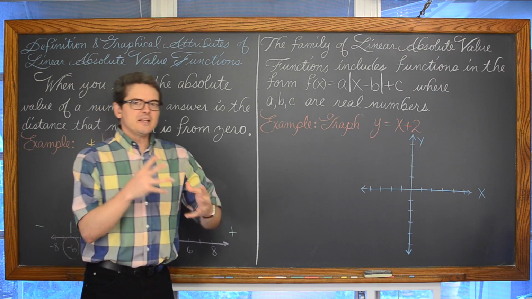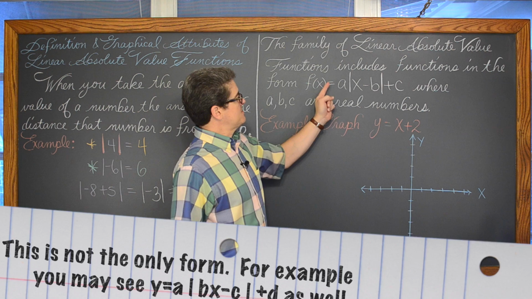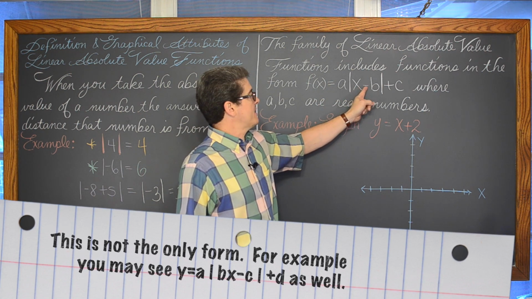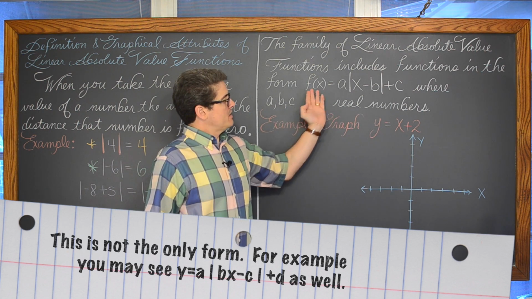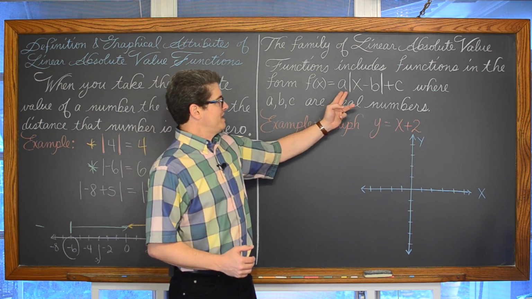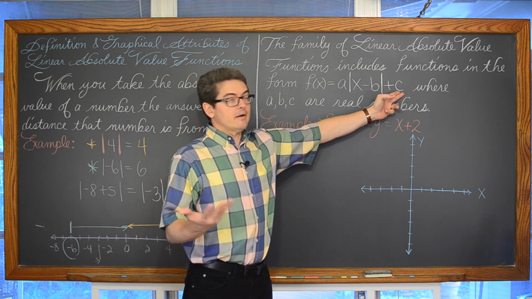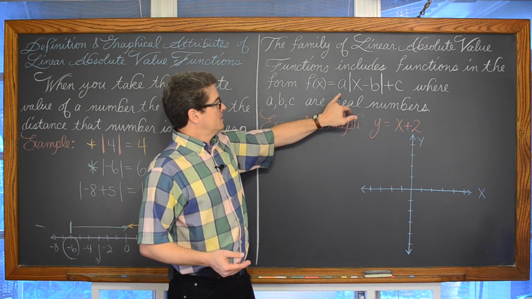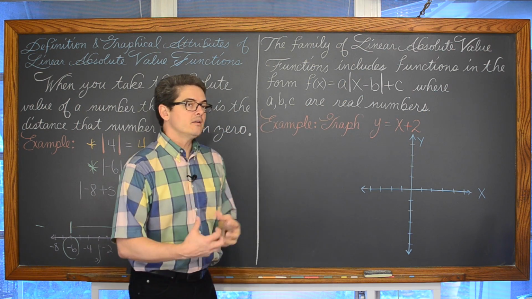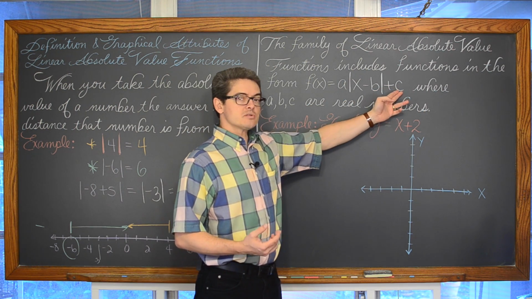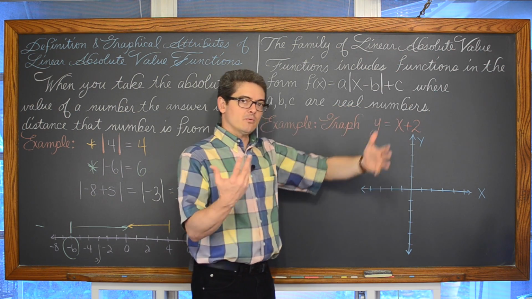The family of linear absolute value functions includes functions in the form f of x is equal to a times the absolute value of x minus b plus c, where a, b, and c are real numbers. These are all variables the way it's written in general form, but we'll see some numbers, like 2 and 5 and, say, negative 1. If we don't see an a, it's assumed to be 1, because multiplying by 1 doesn't change the value of the product. Adding 0 doesn't change your sum. So if c is 0, you won't see it, but you could assume it to be 0.